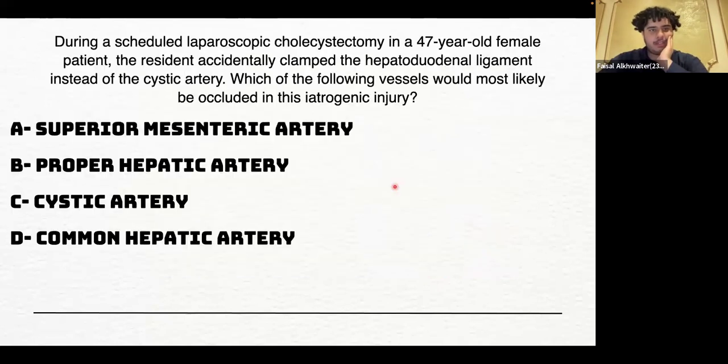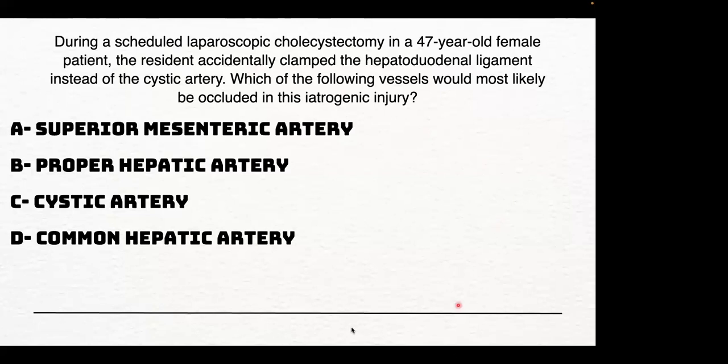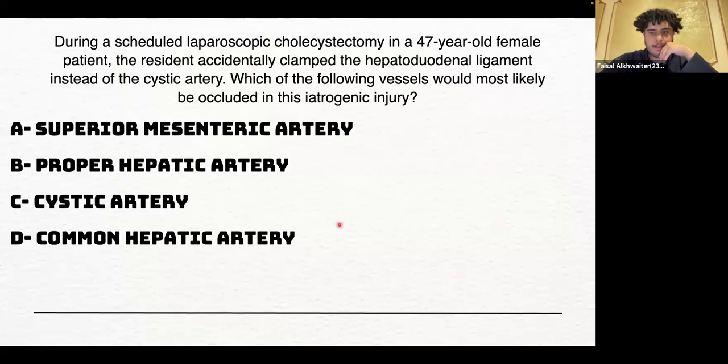For the next question, which is very important: during a scheduled laparoscopic cholecystectomy on a 47-year-old female patient, the resident accidentally clamped the hepatoduodenal ligament instead of the cystic artery. Which of the following vessels is most likely to be occluded in this injury? B, the proper hepatic. I want to know who said D. Why would you say it's D?